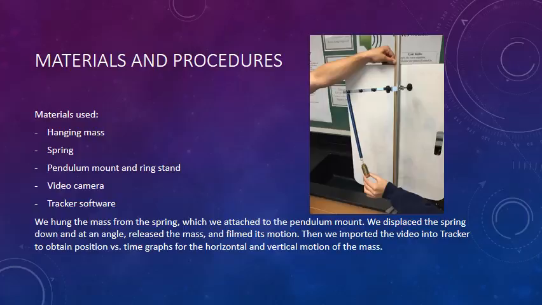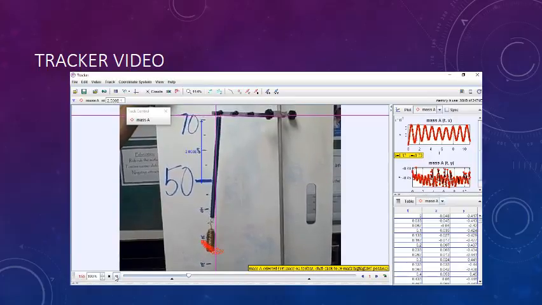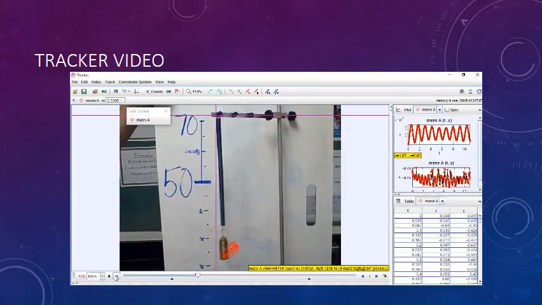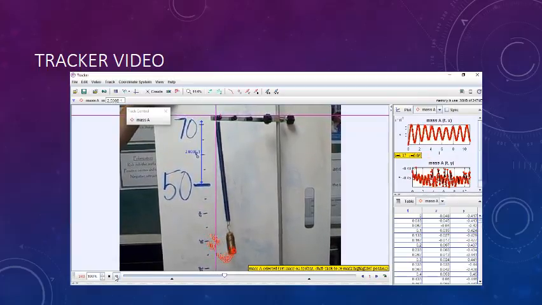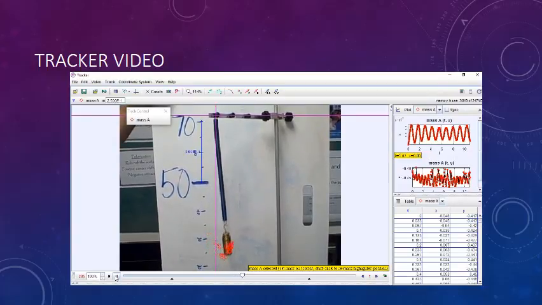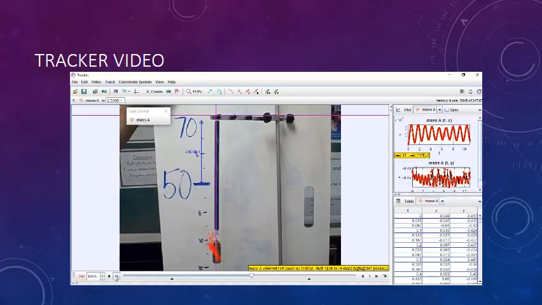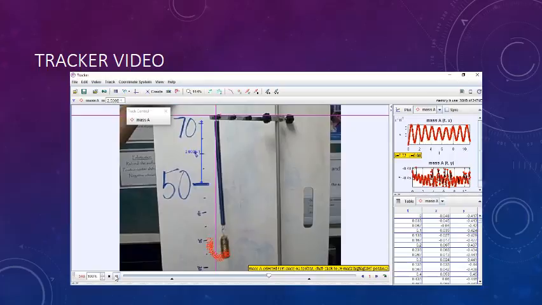So then we imported the video into Tracker to obtain position versus time graphs for both the horizontal and vertical motion of the mass. Here's a video of Tracker recording the motion of our system. After I set up a coordinate system based on where the spring is attached to the pendulum mount and selected a time interval for which to record, Tracker recorded the x and y position of the center of mass of the object and then created appropriate position versus time graphs as seen on the right.